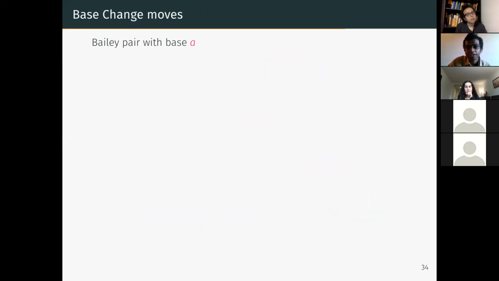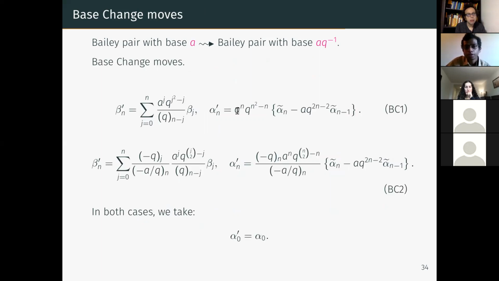There is also a base change move. So you start with a Bailey pair of a base A, and you get a Bailey pair with base A Q inverse. That's what is important. There are 2 of these, and these are a little bit complicated. So here's that alpha tilde notation that I said I might use once. Remember, there was that factor of 1 minus a q to the 2n divided by 1 minus a that I said will keep popping up and I need to delete it. It keeps coming up here, and so I need to delete it. So anyway, this is the first base change move, and that's the second one. So I start with a Bailey pair, and I will get, with these moves, a new Bailey pair with a different base.